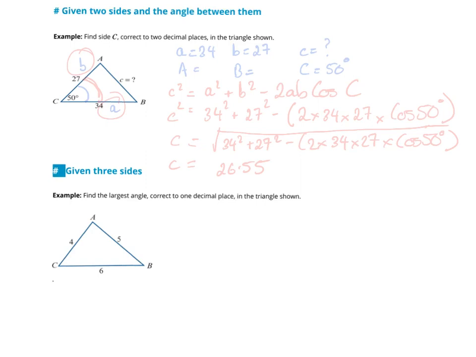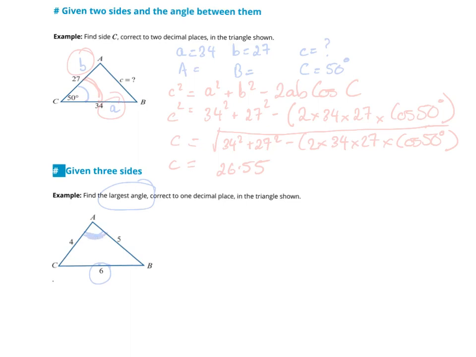Now in the next example, the question asks us to find the largest angle. Well, how do we know which one is the largest angle? Quite simply, the largest angle is directly across from the largest side. So what is my largest side? It is 6. So my largest angle would be angle A.